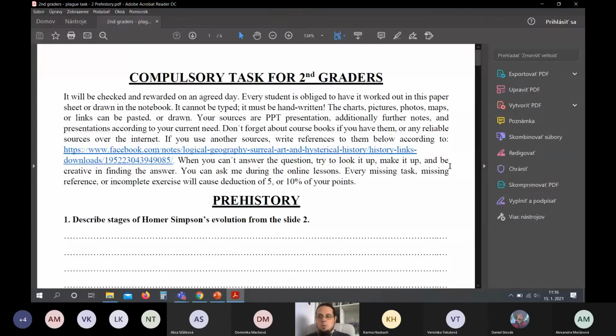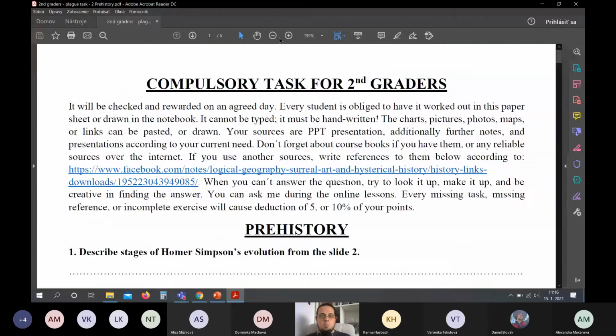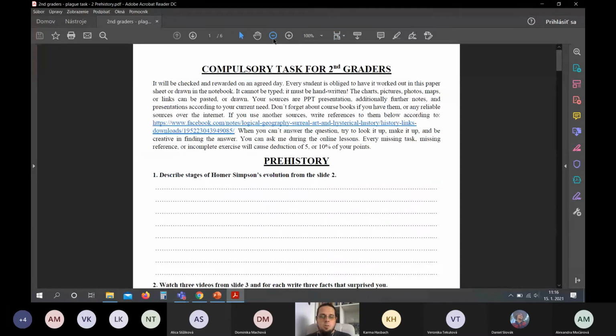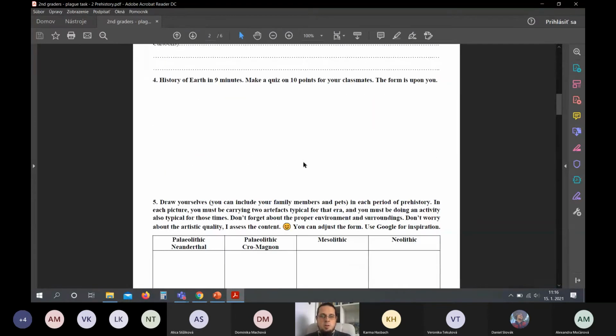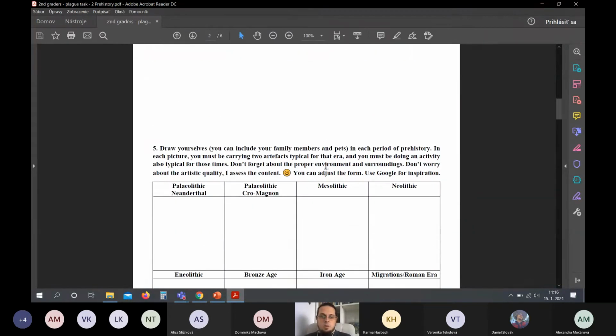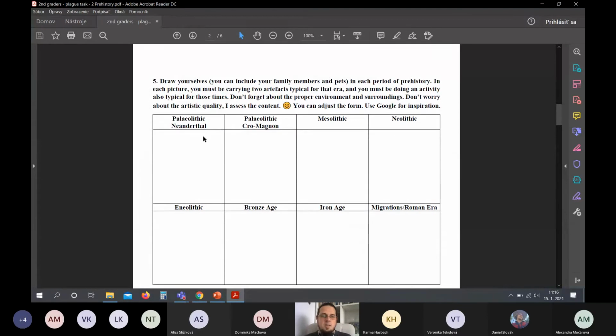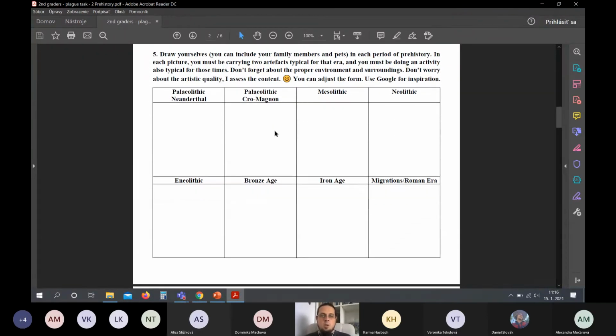But for the prehistory, and this is interesting, I gave them a lot of stuff to watch and to draw, especially because what can second graders do? Only read, watch, and draw. So there are a couple of slides that they have to describe and explain, and you are going to see that. And of course, then set. And this is something that I would recommend you to do too.